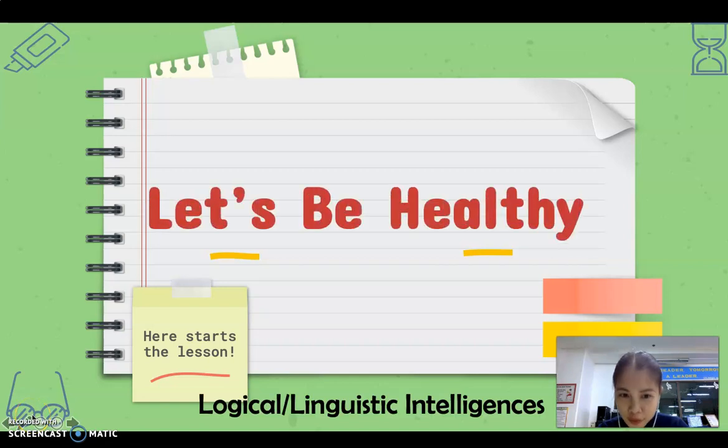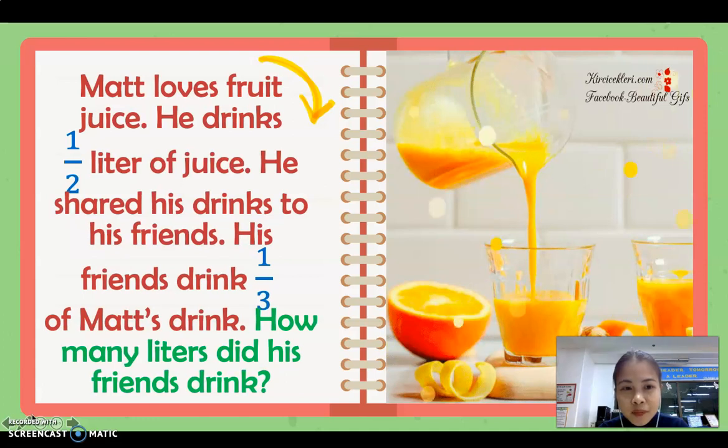Let's read a story for today about Let's Be Healthy. Matt loves fruit juice. He drinks 1/2 liter of juice. He shared his drinks to his friends. His friends drink 1/3 of Matt's drink. How many liters did his friends drink?